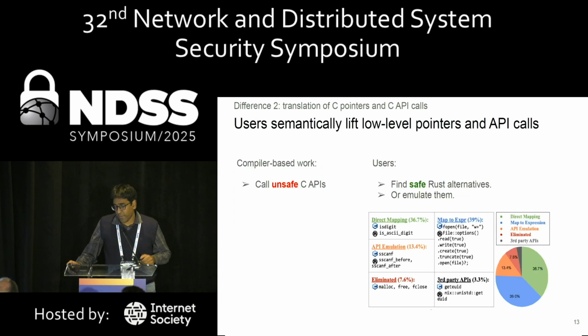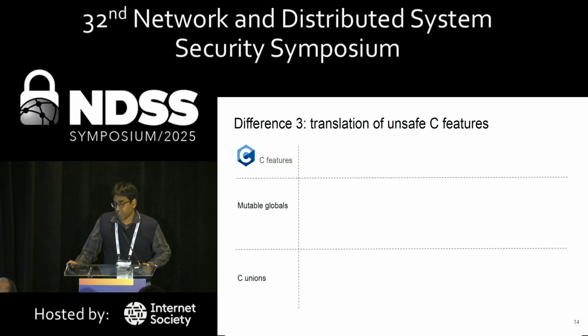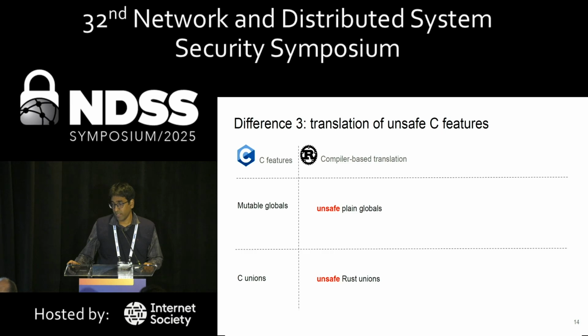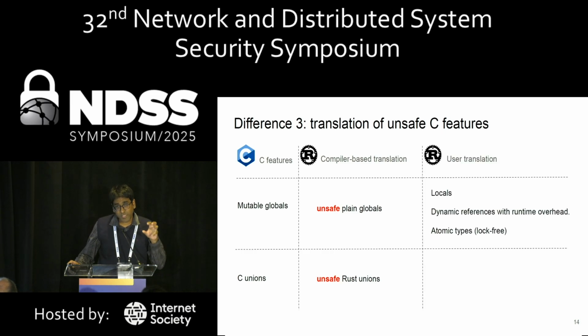We also found that to deal with these unsafe C APIs, users are finding the corresponding Rust equivalent in the Rust programs, and when they can't find them, they are emulating the behavior of the C library in Rust. There are other interesting challenges to look at. C has mutable globals and Rust unions, both of which are not allowed in safe Rust. Compiler-based techniques don't deal with this at the moment, but users specialize to the context and are able to get past these issues.